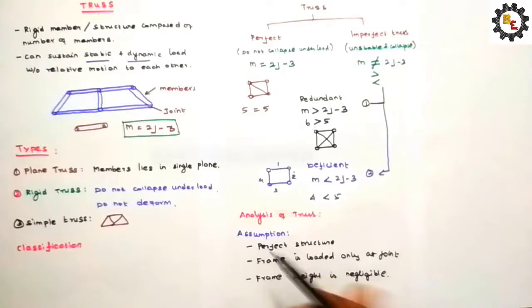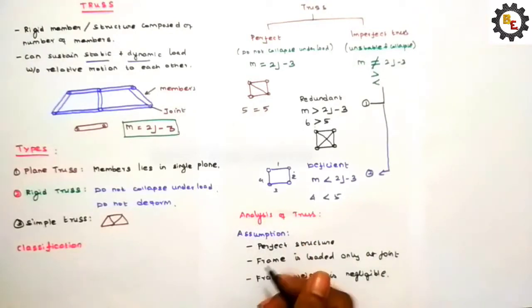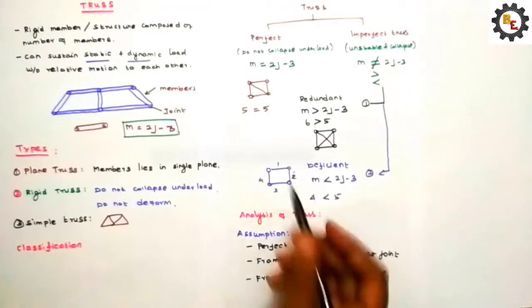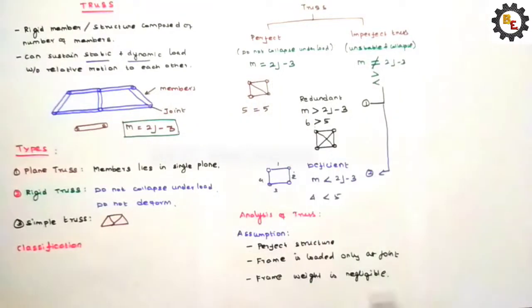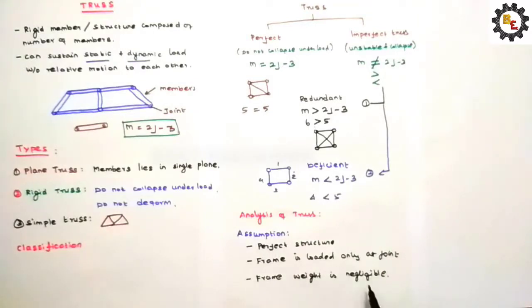Next, analysis of truss. While analyzing the truss, we should follow some assumptions. First one is all the structures are perfect structures, that is, members is equal to 2j minus 3. Frame is loaded only at the joints. Load is applied only at the joints. Frame weight is negligible unless otherwise it's taken into consideration. These three assumptions should be followed while solving the problem.